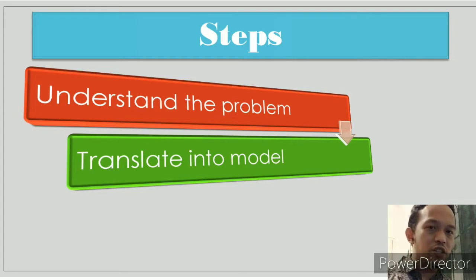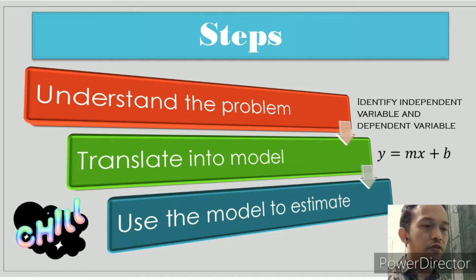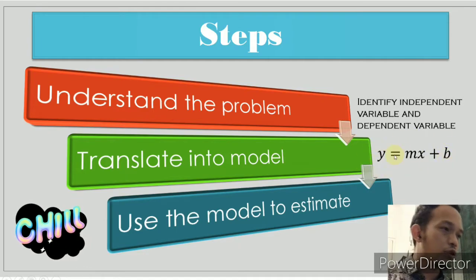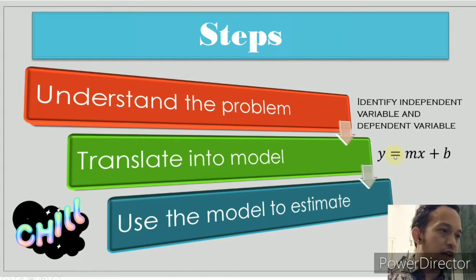Translate into a model means you need to define what function you are using as the representative of the relation between these two variables based on the real world problem that we are speaking of. And the last one, we use that model, that function, to estimate. So yeah, this is the description of each of the steps. And as you can see, this is not necessarily in the slope-intercept form, it's just the representative. So you can use the other forms. It depends on the objective.